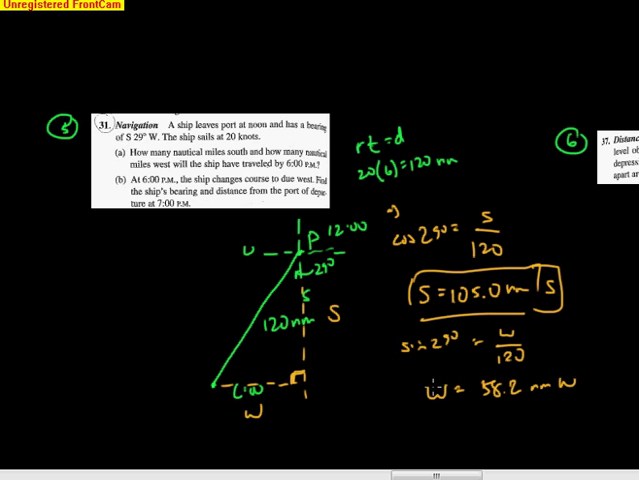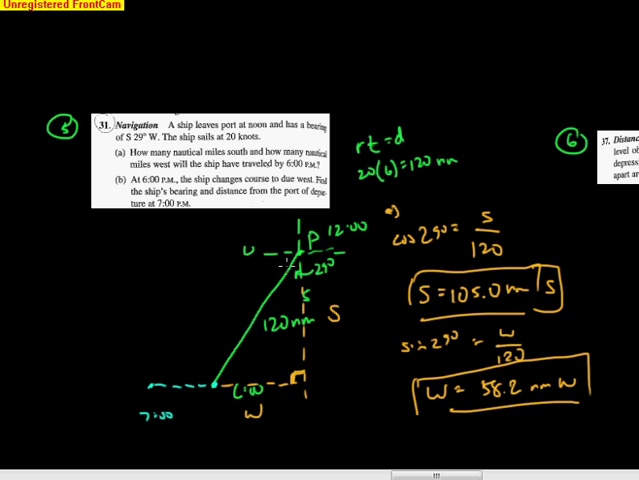And that's nautical miles west. So there's your question A. Okay, now B. What does B say? At 6 o'clock, the ship changes course and heads due west for an hour, until 7 o'clock. So the question is, find the ship's bearing and distance from port.